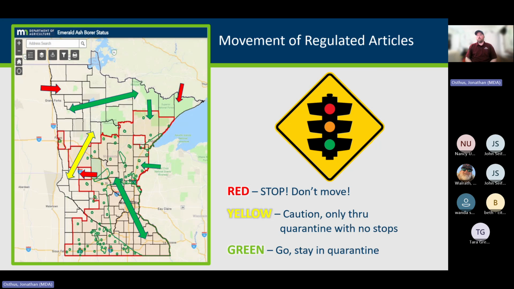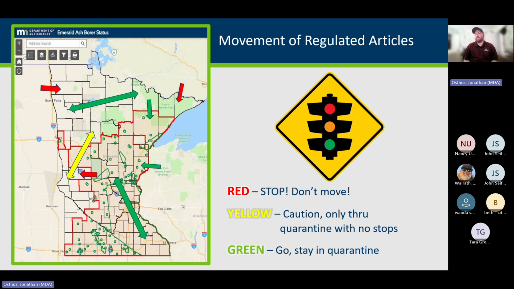You can go from a non-quarantine area through a quarantine area to another non-quarantine area. That's called transiting. You just have to not do overnights, but you can move stuff from a non-quarantine area through a quarantine area and back to a non-quarantine area. You can also move any of those items freely within the contiguous quarantine area, which is a pretty large area at this point.